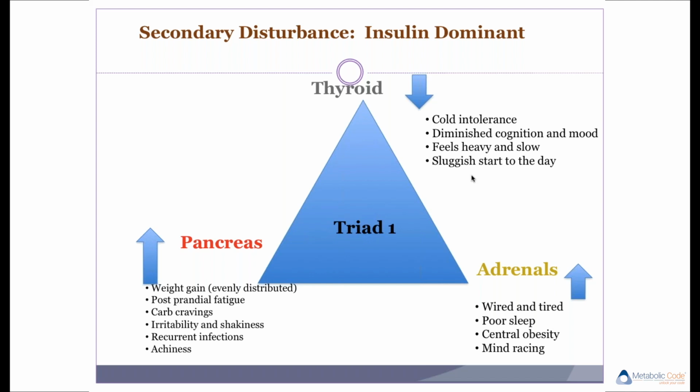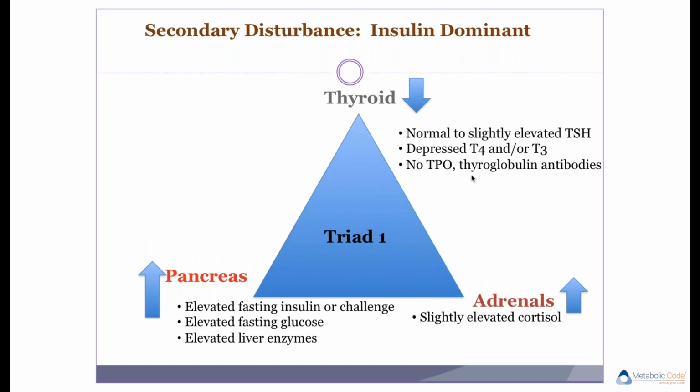As a response to this, when they're getting swings in their blood sugar, no wonder we see activation in their cortisol levels. So they may start feeling a bit wired and tired, they have poor sleep, central obesity, and some mind racing, all because of cortisol activation. And then the consequence of insulin and cortisol changes can also have a direct impact on thyroid. So patients may also feel cold intolerance, diminished cognition and mood, feeling heavy and sluggish, and difficulty starting the day.